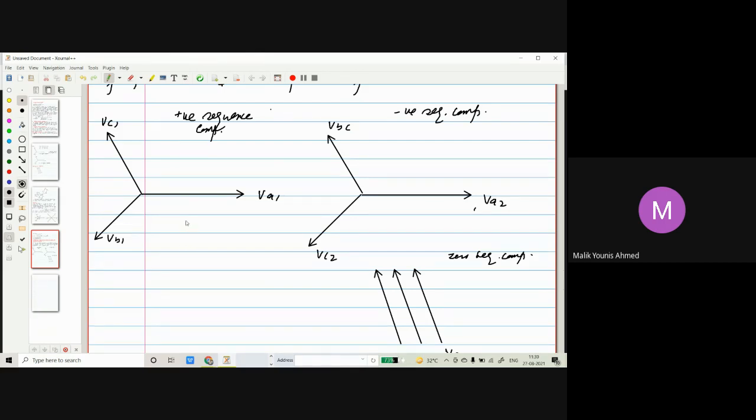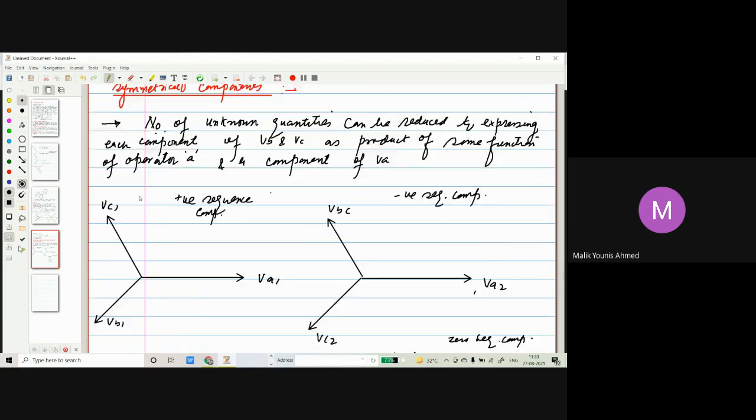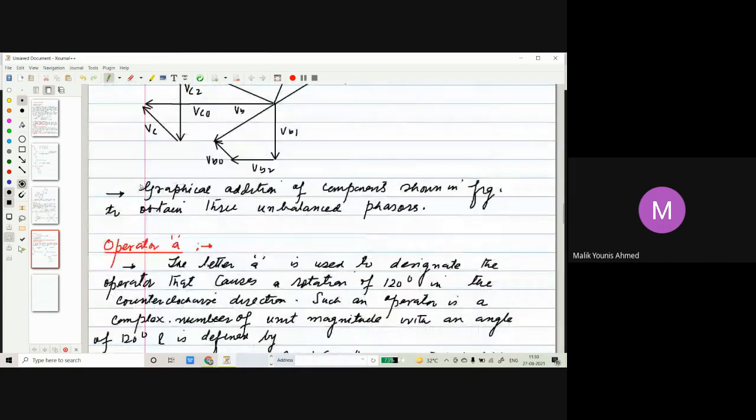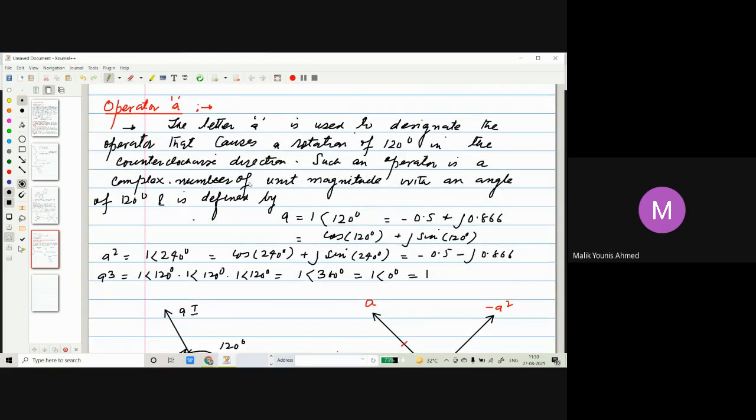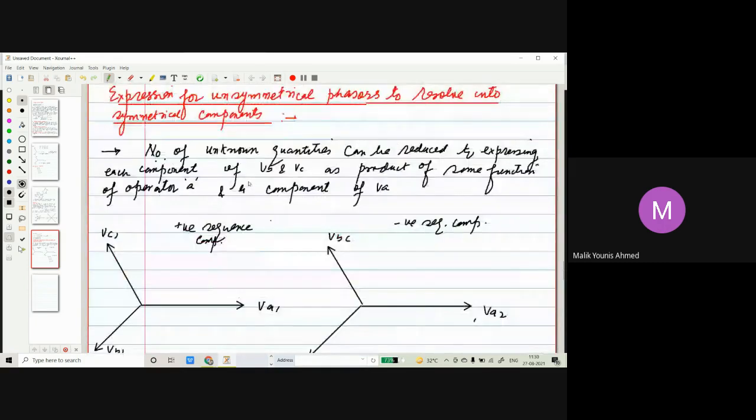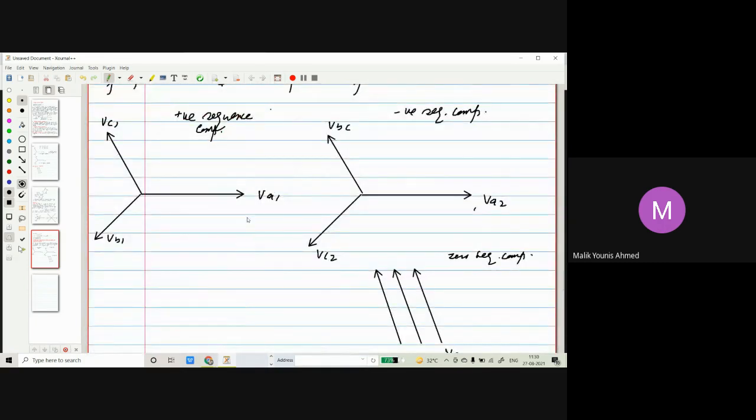Now we need to write VB1. VB1 we can write as how? If we go counterclockwise, because we are considering operator A in a counterclockwise direction. You have to remember the definition: the letter A is used to designate the operator that causes a rotation of 120 degrees in the counterclockwise direction. That is very important for us. Let's say this is figure A, this is figure B, and this is figure C.